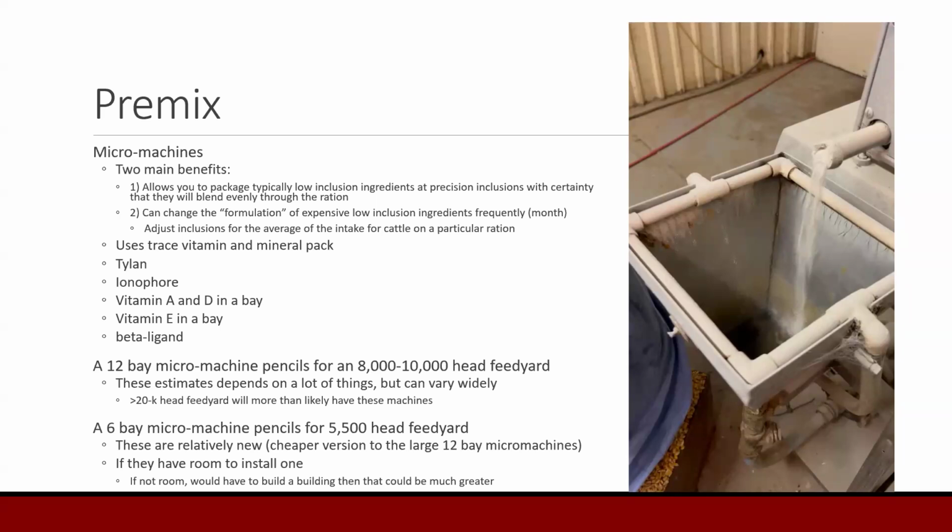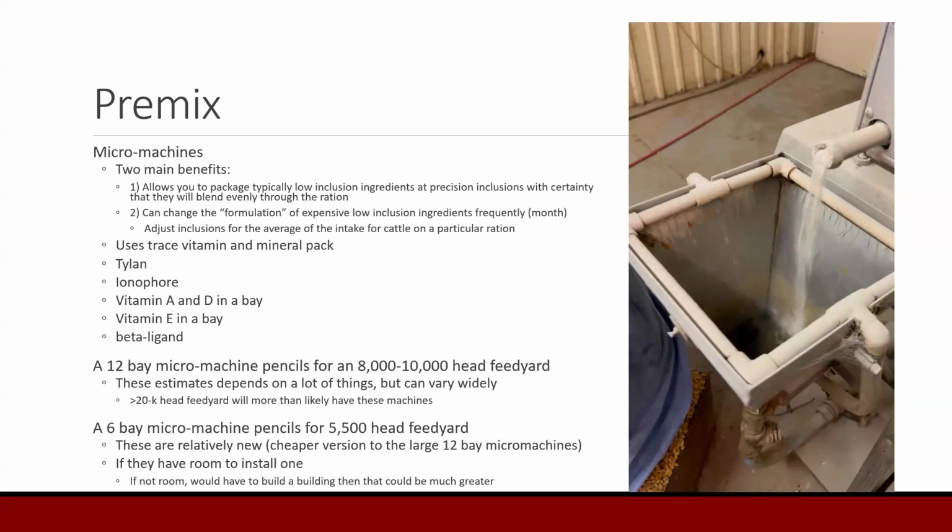And this micro machine will dispense whatever you're adding to your mineral, limestone, your vitamin A, D, and E, your beta agonist or ligands is what they call them now, your MGA for heifers. They'll dispense that. That'll get dissolved in water, and then that water gets added to the ration with all the products.